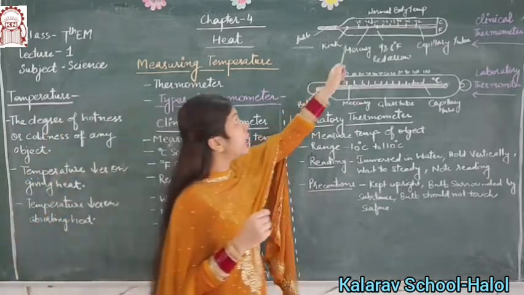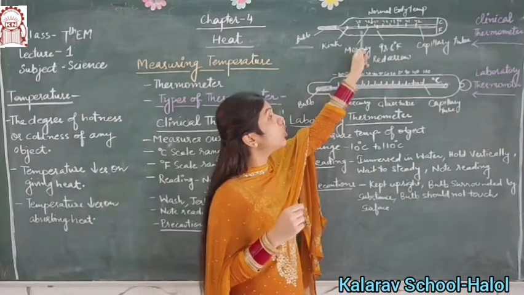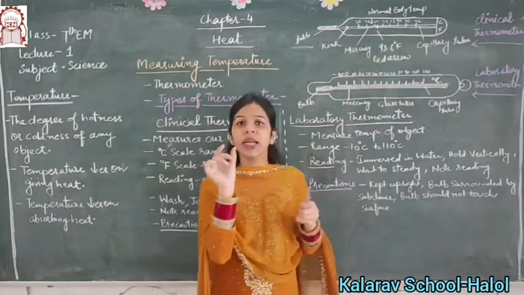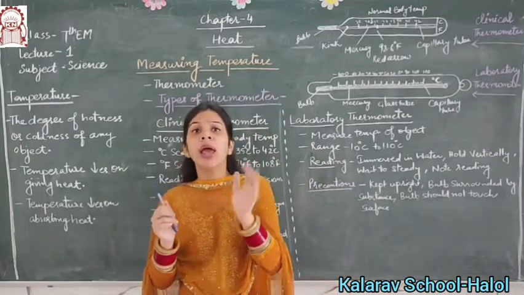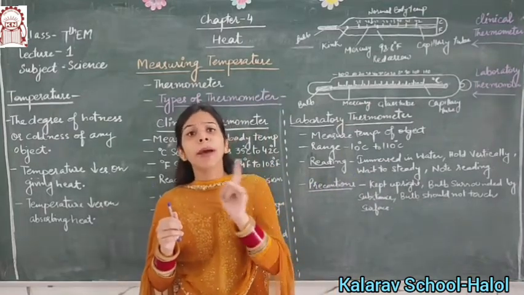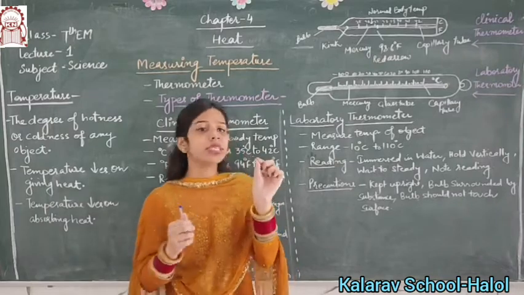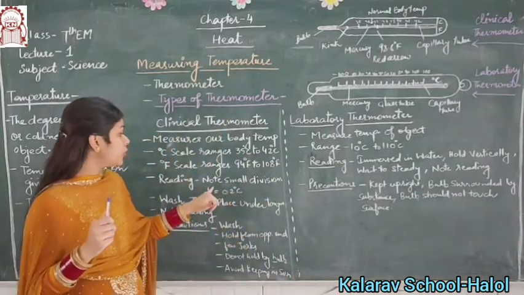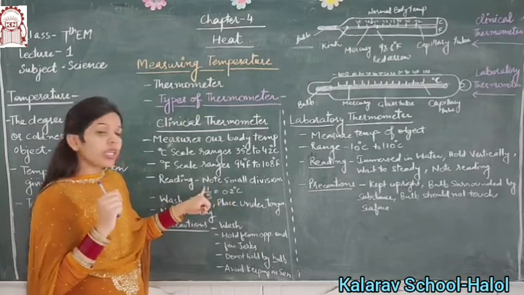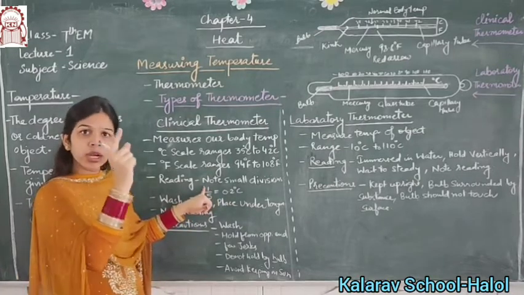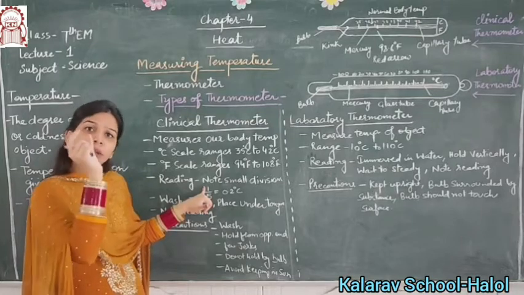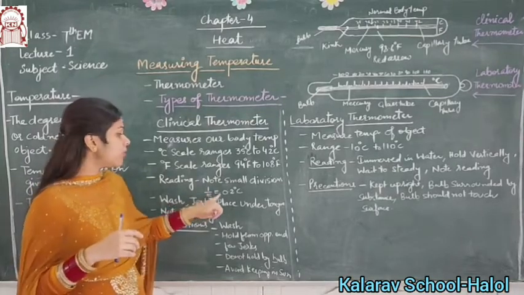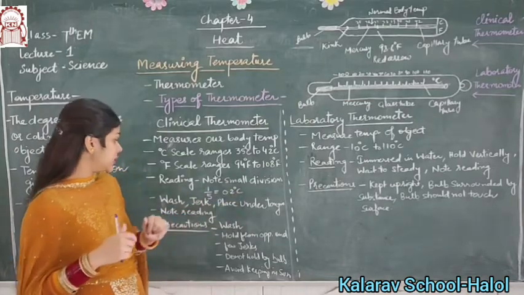You can see here is a big mark between two divisions, that is 35 and 36, and between 35 and 36 there are small 5 divisions. So by calculating this, one division equals 0.2 degrees Celsius, because between the marks 35 to 36 that is one division, and it is divided into 5 parts. So 1 by 5 is 0.2 degree Celsius.